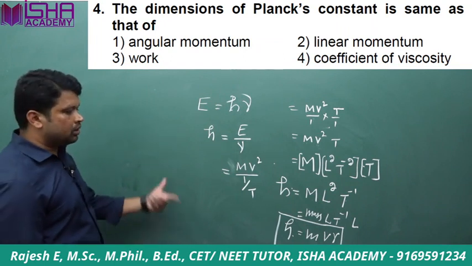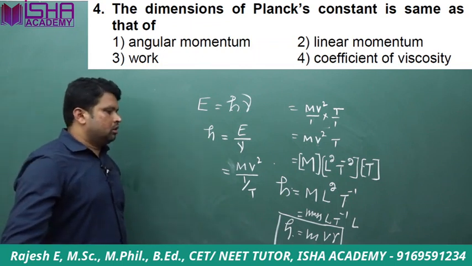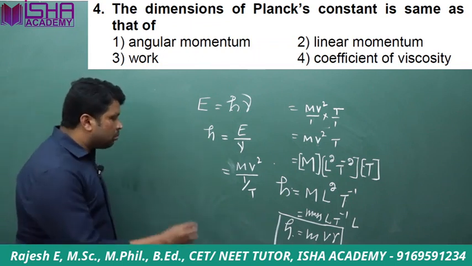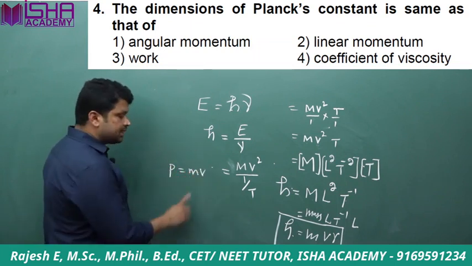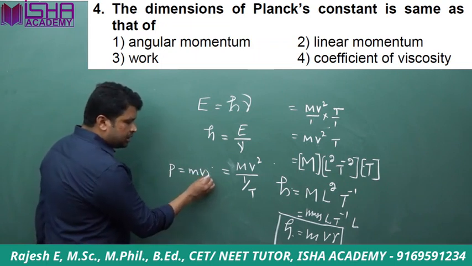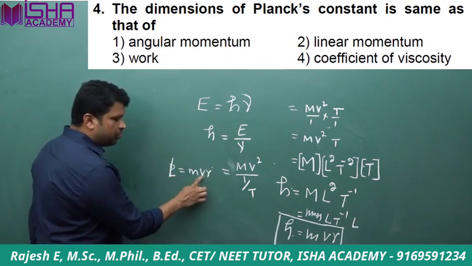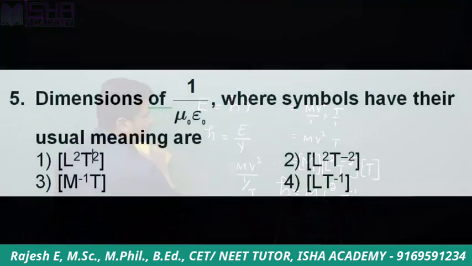Okay. Next question. Linear momentum is P. P is equal to m into v. Remember, this is linear momentum. Angular momentum means L. L is equal to mvr. This is angular momentum. Okay.